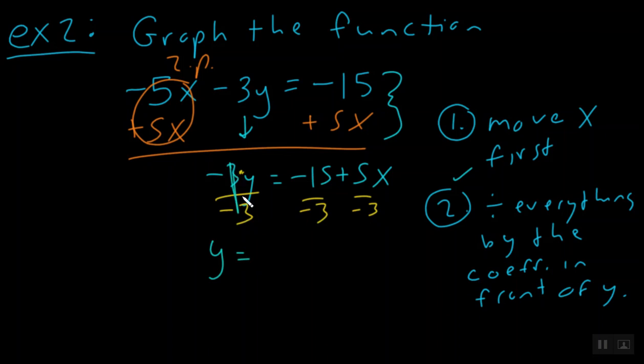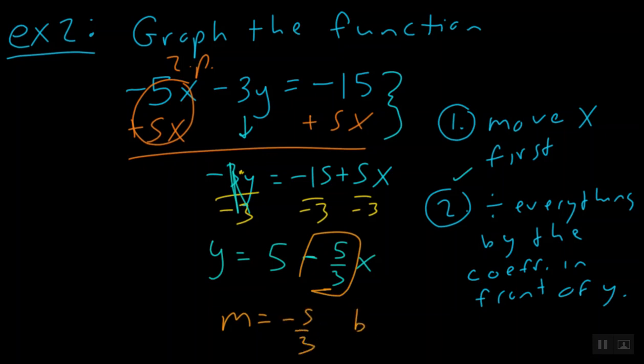y equals, because that reduces to 1, negative 15 divided by negative 3 is positive 5, and a positive divided by negative is a negative 5 over 3x. And from here, we can go and say, well, you know what? Our m, our slope, the coefficient in front of x, is negative 5 over 3, and our b term, the constant, is positive 5. Now, here's what I want you to do. I want you to pause the video, and I want you to try and graph this equation first before you see me do it, and then figure out if you did it right.